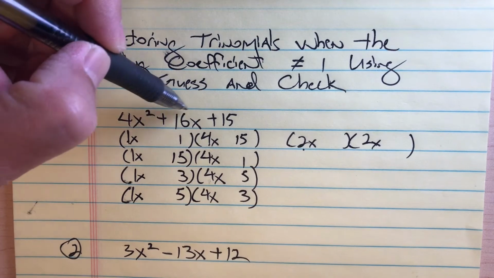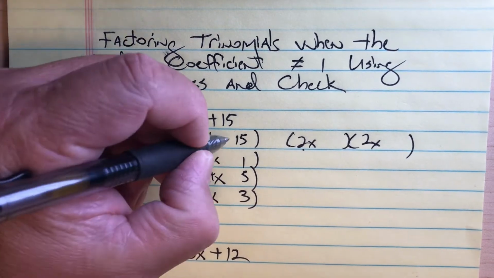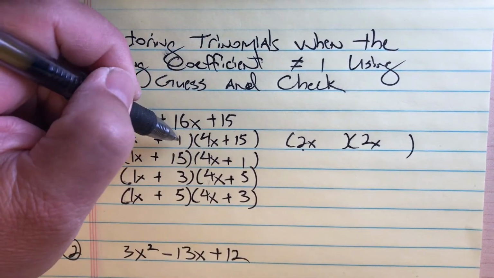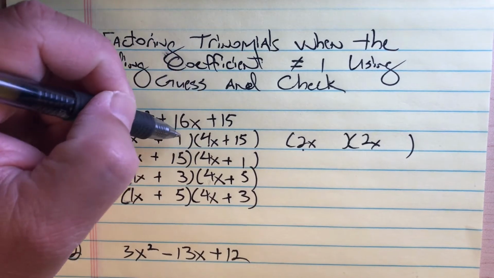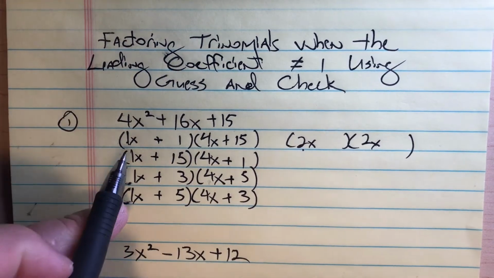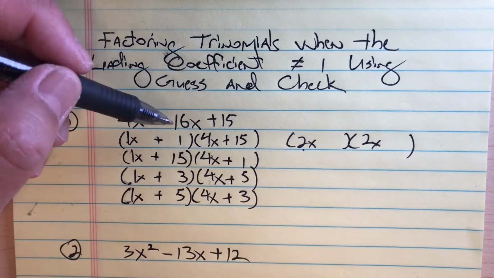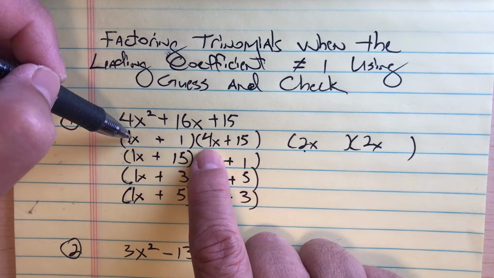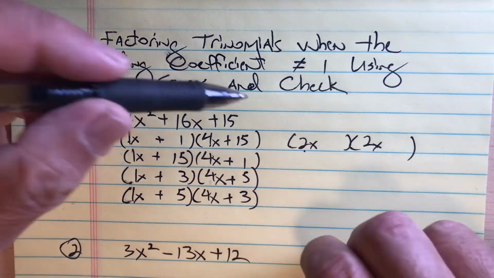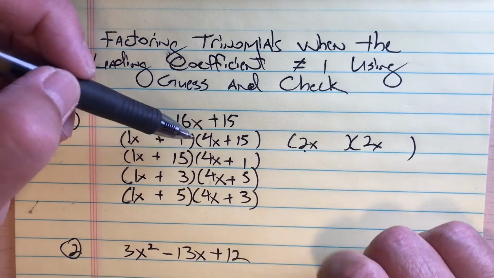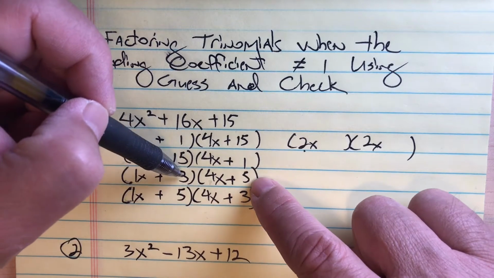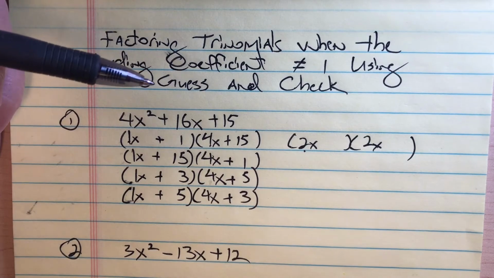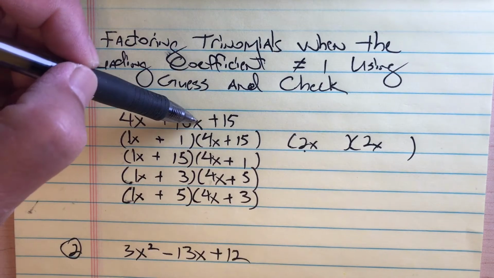Because my sum in the middle is positive, I'm going to make both numbers positive all the way down. A positive times a positive is positive. A positive plus a positive is positive. So in all of these choices, the front will come out to 4x squared. 1x times 4x is 4x squared, and the back, the constant, is always 15: 1 times 15, 15 times 1, 3 times 5, 5 times 3. So the only thing we're concerned about is getting the middle term to come out to 16x.